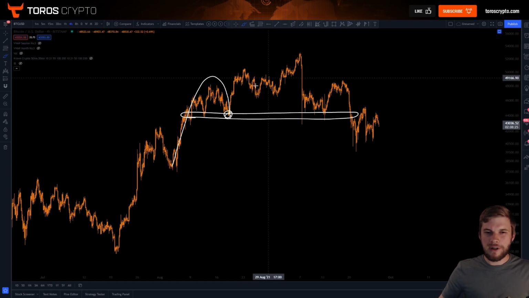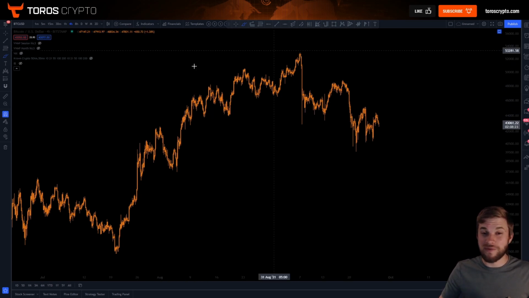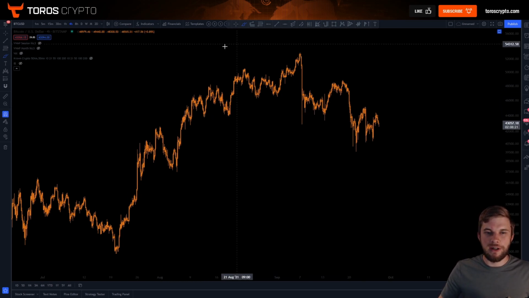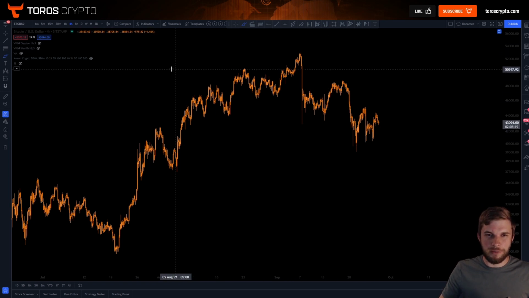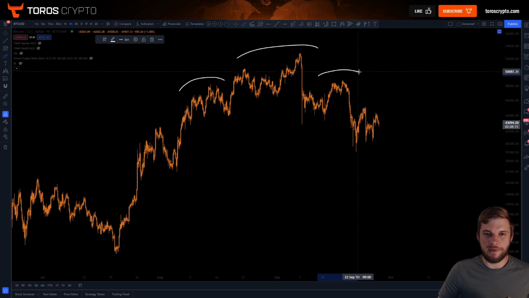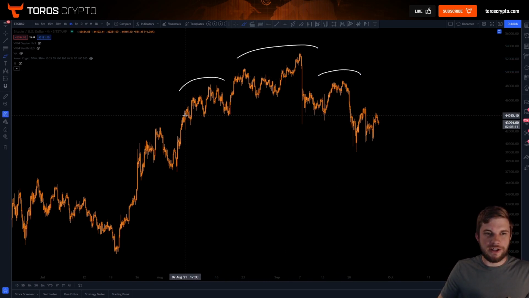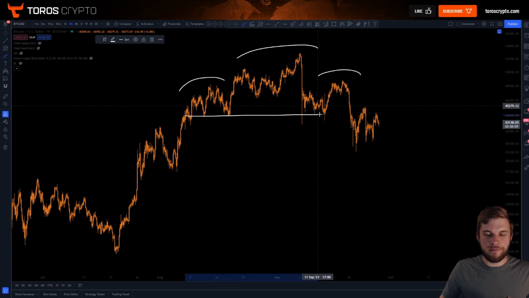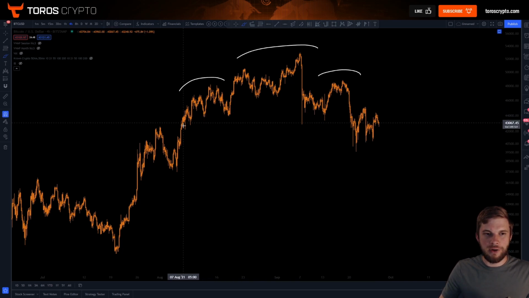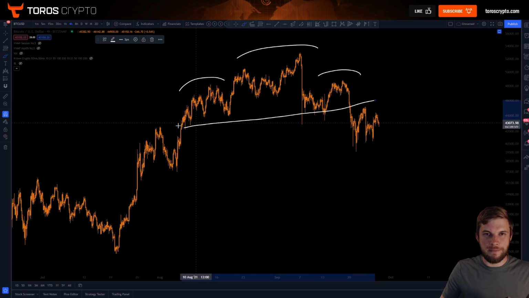Okay, so that is one example, a very recent example of a head and shoulders pattern that has formed on the Bitcoin chart. Now these often aren't the cleanest of patterns. What you are looking for ultimately is a neckline that is either horizontal or slightly uptrending in order to get the most out of these patterns.